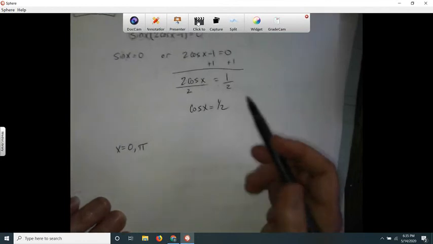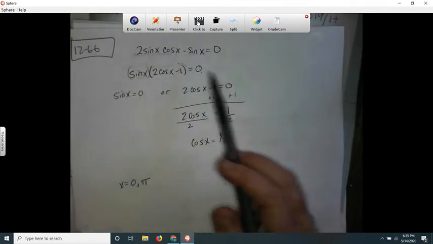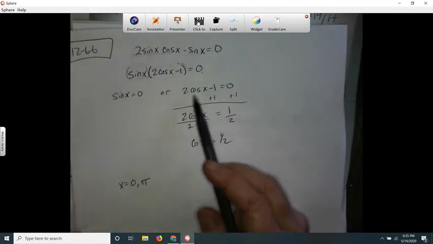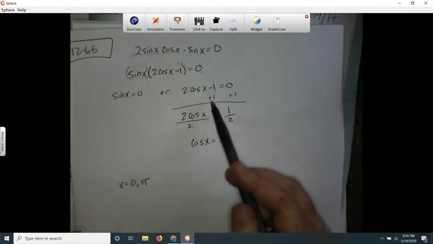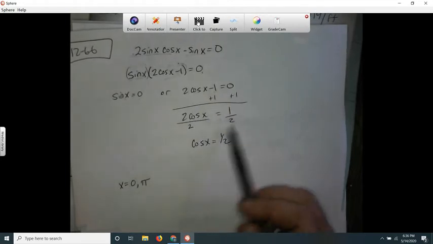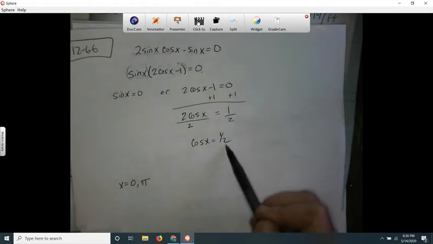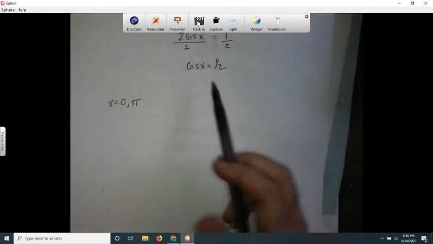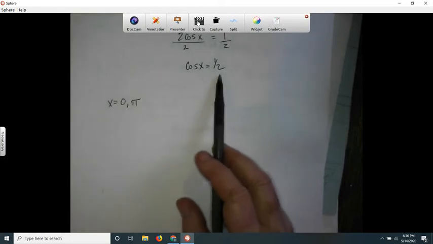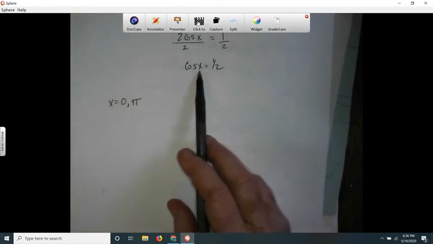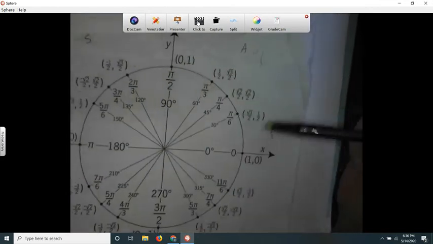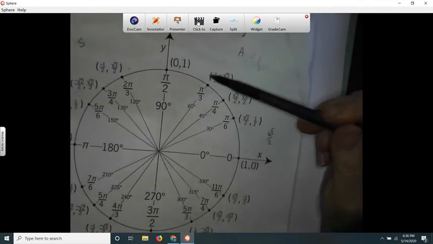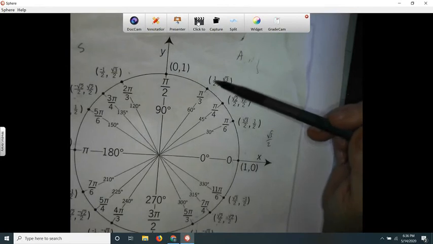Okay. Now I also had this other factor. I set it equal to 0, and then I solved it to get cosine x by itself. So I added 1 on both sides and divided by 2. Now I've got cosine x equals 1/2. So then I look on my unit circle and find out where cosine equals 1/2. Now remember, cosine is the x values, so these are the x coordinates. Where is cosine 1/2? Well, I see right here I got pi over 3. Let me jot that down.